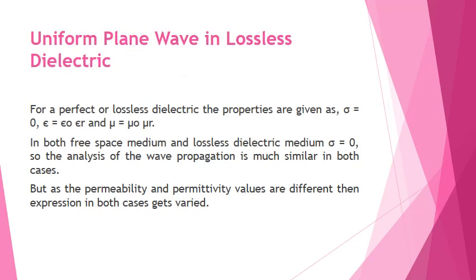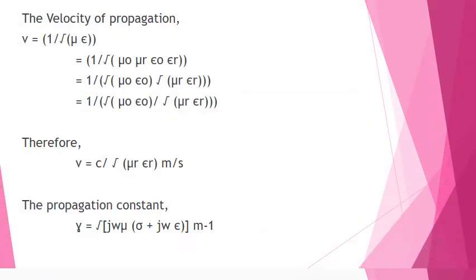Let us discuss uniform plane waves in a lossless dielectric. For a perfect or lossless dielectric, the properties are given as sigma equal to 0, epsilon equal to epsilon naught epsilon r, and mu equal to mu naught mu r. In both free space and lossless dielectric medium, sigma is equal to 0. So the analysis of wave propagation is much similar in both cases. But as the permeability and permittivity values are different, the expressions in both cases vary.